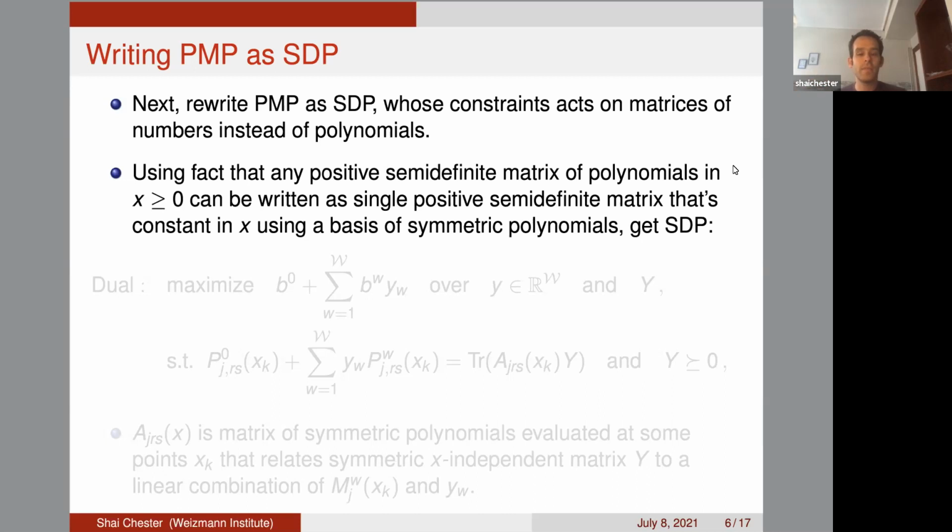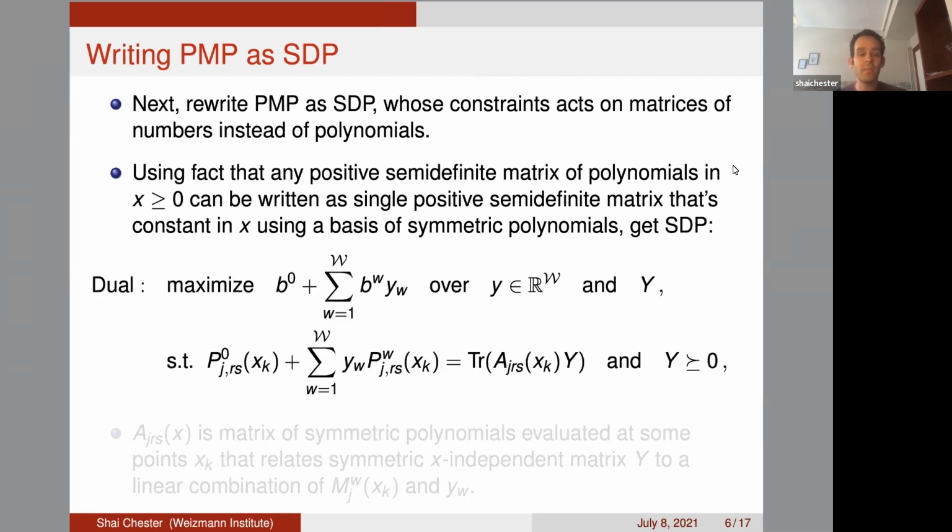You can find the proof in the papers referenced by the lecture notes, but it's not so important for the lecture at the moment. And so using this mathematical fact, we can rewrite the PMP as a semi-definite program. I'm just calling it a dual program, where for now it's just a name. The definition of this program is that we are maximizing. By the way, this B and Y is the same B and Y from the previous slide. So we are maximizing B naught plus, again, B contracted with Y over the space of Ys. That so far is exactly the same as the PMP program from the previous slide, except now there's a new ingredient, capital Y. So we're maximizing over the space of little y and capital Y.